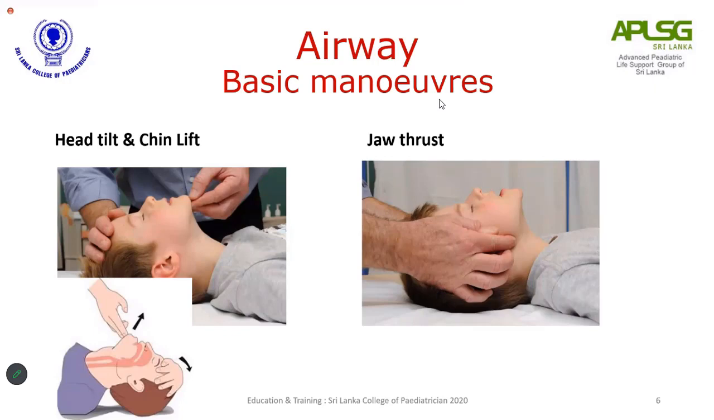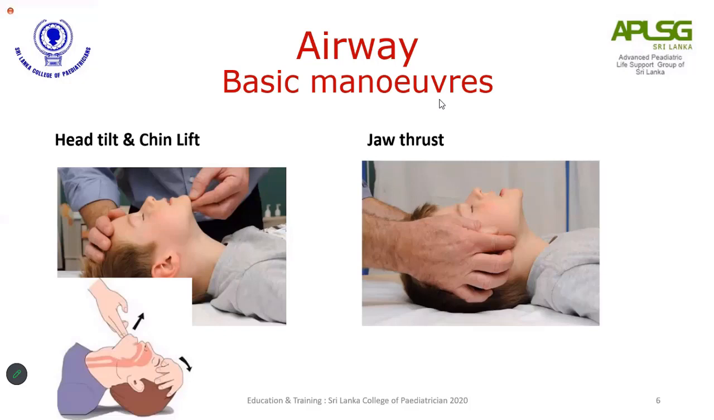When the airway cannot be opened by these 2 maneuvers, we can go for the jaw thrust, as seen in the second picture. This is an important maneuver to learn because there are instances where you cannot do the head tilt and chin lift, such as where you suspect a cervical spinal injury. In those instances, the jaw thrust would be a better maneuver to maintain the airway in a critically ill child.